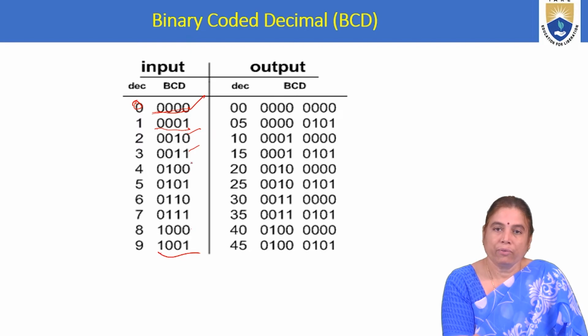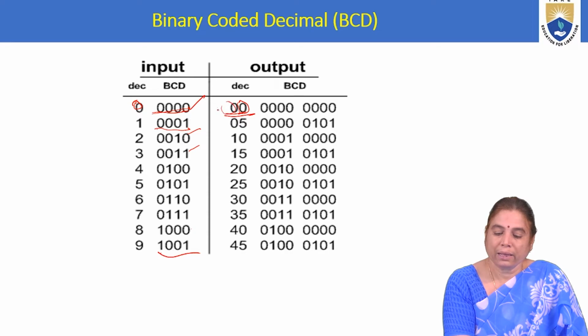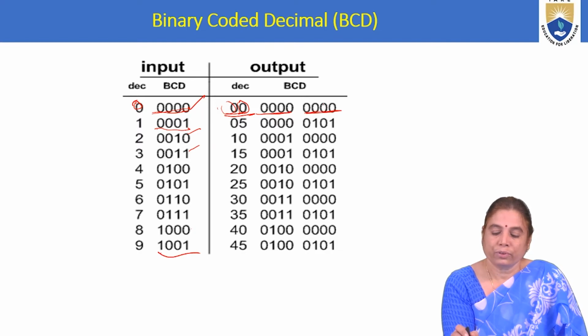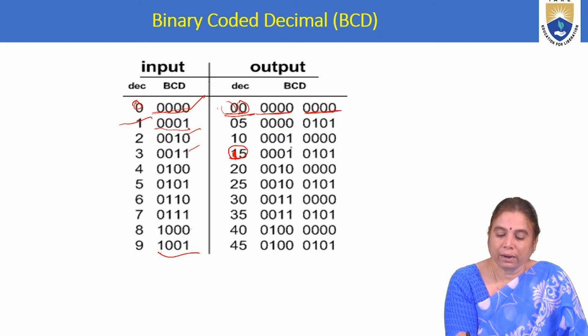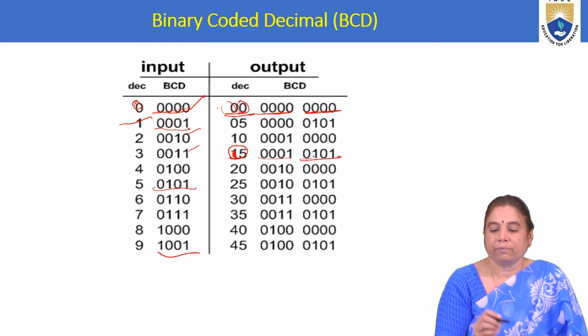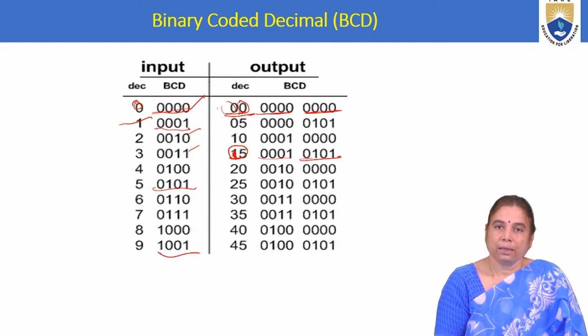For example, if you want to represent 00, for each digit the 4-bit binary equivalent value is written. For 0, it is represented with 4 zeros, so 2 sets of 4 zeros are written. If you want to represent 15, the 4-bit binary equivalent of 1 and the 4-bit binary equivalent of 5 are written. What is the 4-bit equivalent of 1? 0001. And of 5? 0101. In this way, the BCD values can be represented.